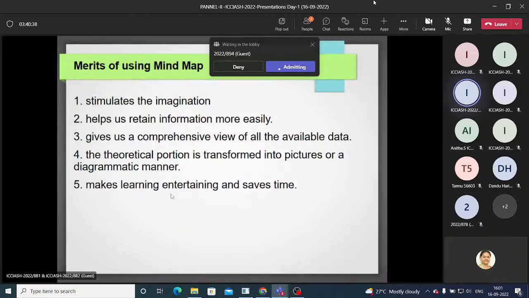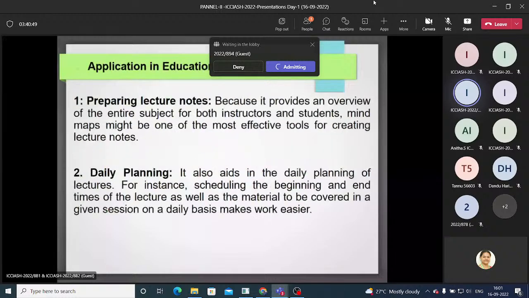So it makes learning entertaining, and it will also save us time. So that is also one of the advantages of this mind map. So where exactly can we use these mind maps in our education part, right? Here the first thing is preparation of the lecture notes, because it gives you an overview of your entire subject, right?